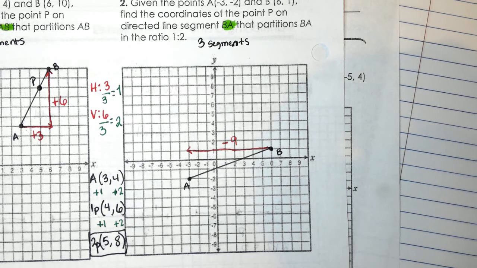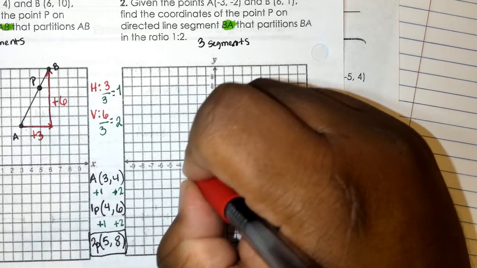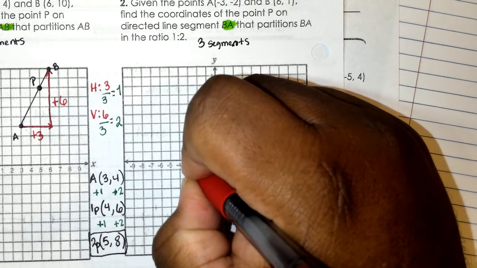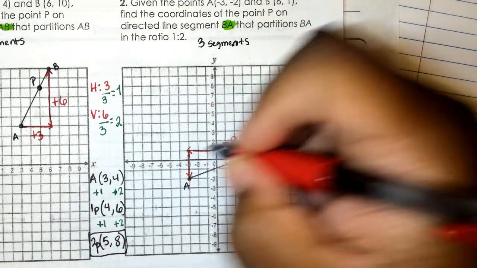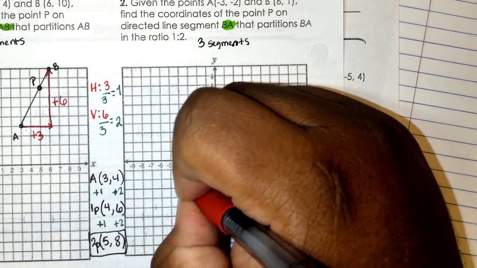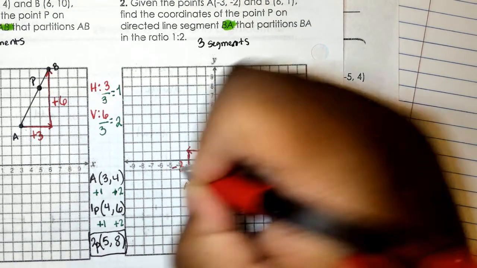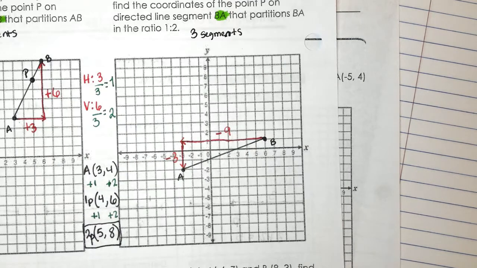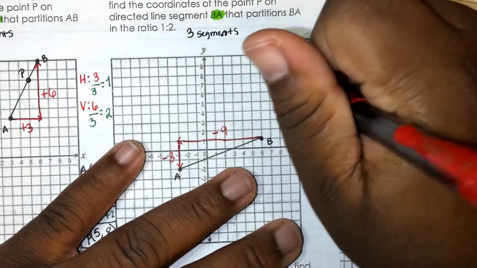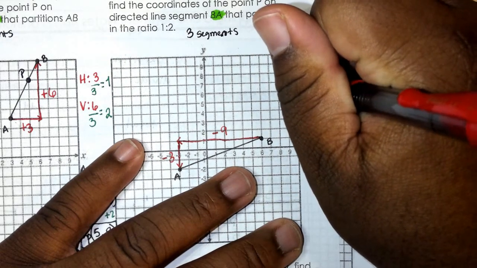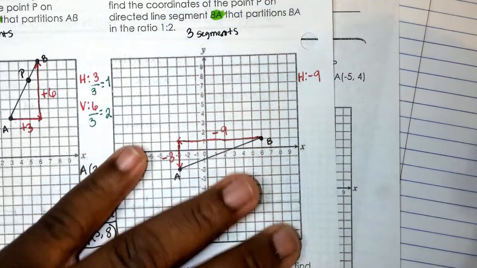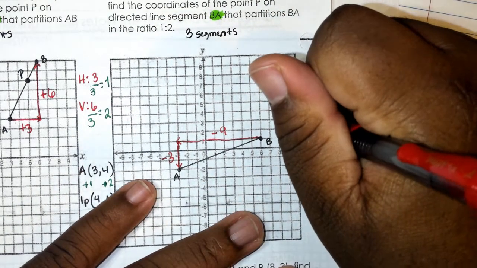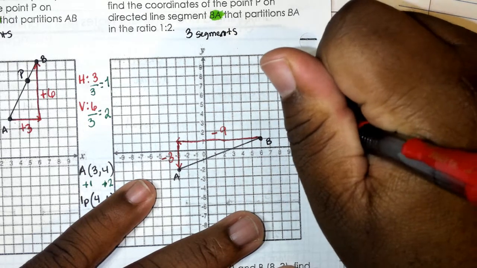And then to get to A vertically, from there, I gotta go down. That's negative as well. I gotta go down 1, 2, 3. So this is negative 3. Make sure you represent your change on this one as negative 9 and negative 3. So out to the side, my horizontal, my H, is gonna be negative 9. And then my vertical is going to be negative 3.